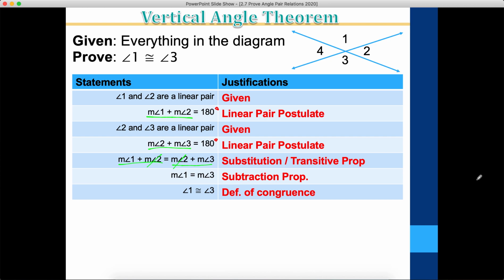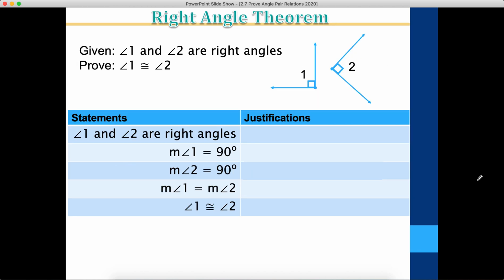The good thing about this being a video is that you can go back and watch this a second time if you need to. And if you do need to, then by all means go ahead. But I'm going to move on to the second theorem, which we are going to be talking about. The right angle congruence theorem, or the right angle theorem, I've also seen it called. And it works this way.